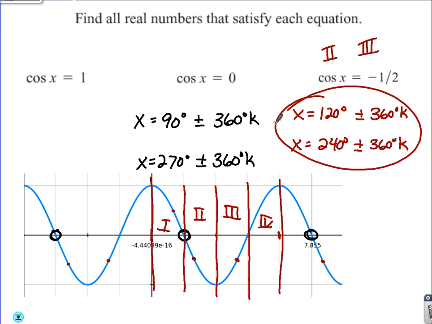So if I ask you to make a list of all the solutions, let's go this step and then we'll move on. 120 is a solution, 240 is a solution. 120 plus 360, which is 480, is a solution. 120 plus 720, 840 is a solution. 120 plus 1080, which is 1200, is a solution. 240 is a solution. 240 plus 360 is a solution, which is 600. 240 plus 720, which is 960, is a solution. Infinite solutions. Okay.